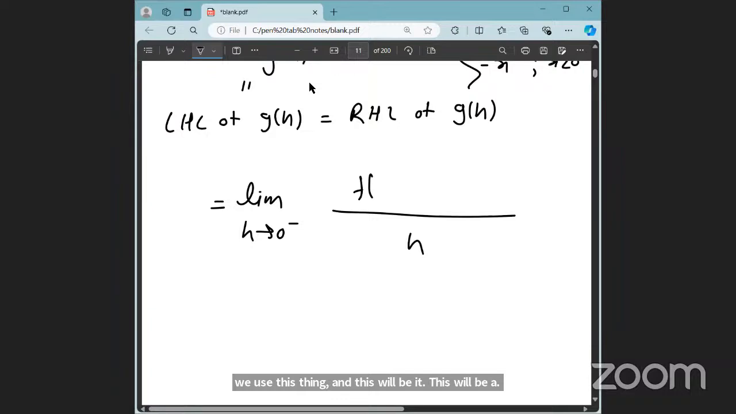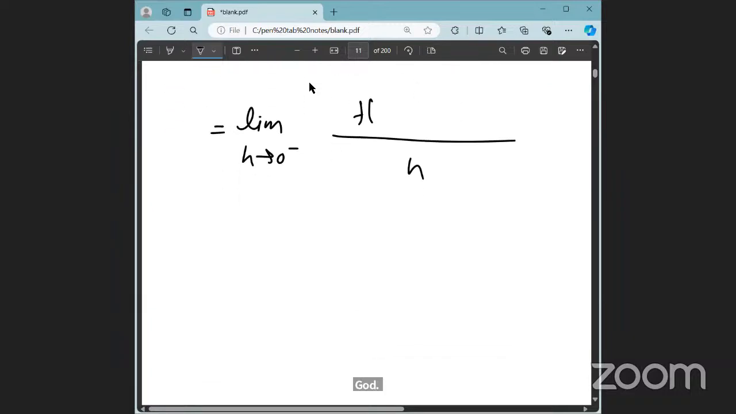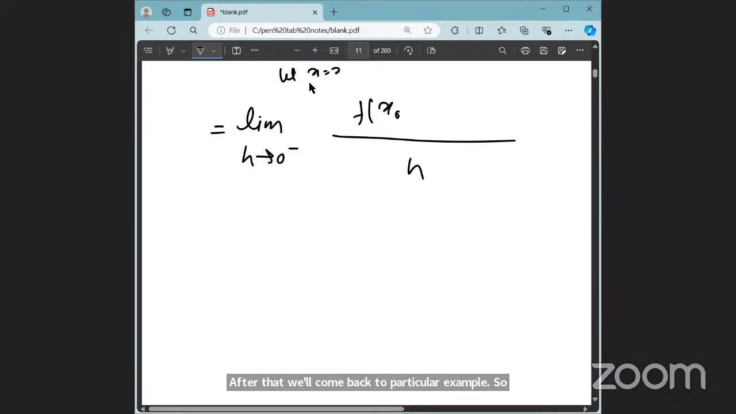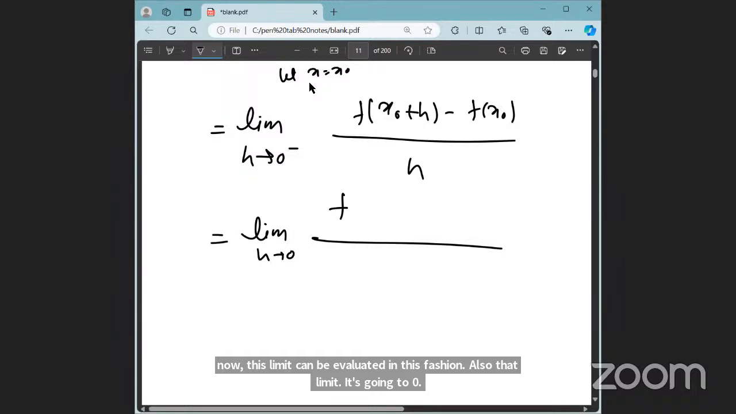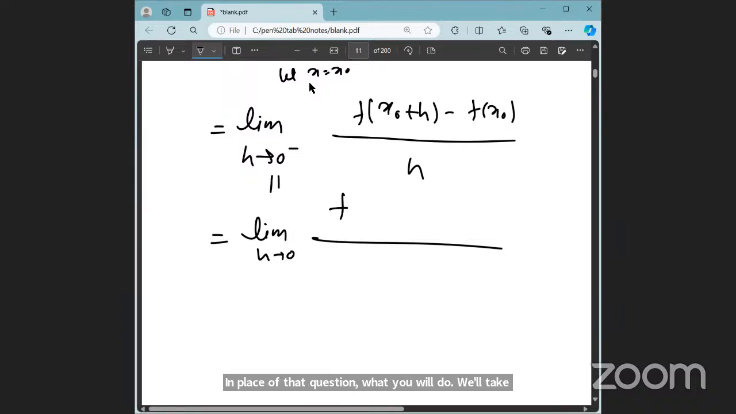here we have 0, but let's talk about the general case only. After that, we'll come back to the particular example. So let's say x equals x naught. So it's f of x naught plus h minus f of x naught. Now this limit can be evaluated in this fashion also: limit h going to 0, and in place of that quotient we will take the left hand side of that quotient. For you guys it is a little bit trickier to understand why this left hand limit comes to be that, but let's take this thing, x naught minus h by h.